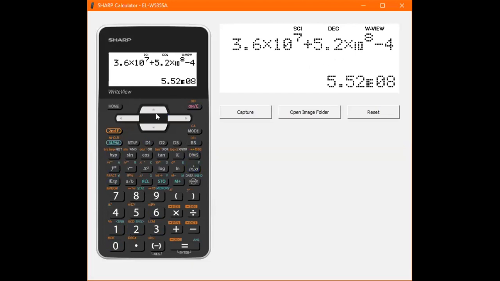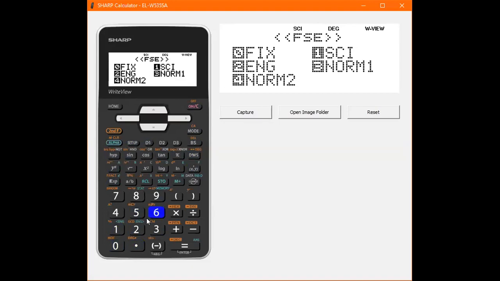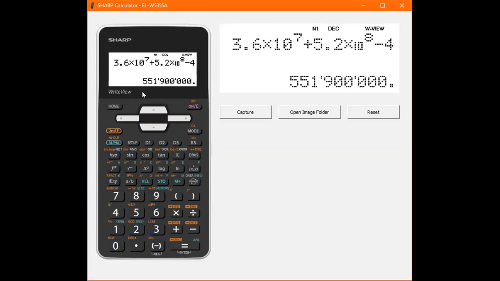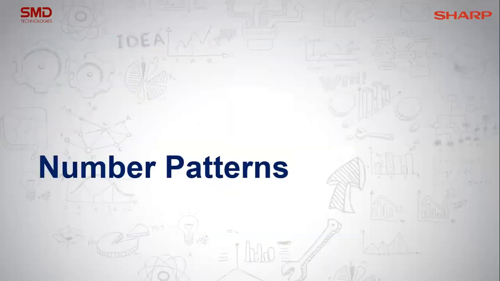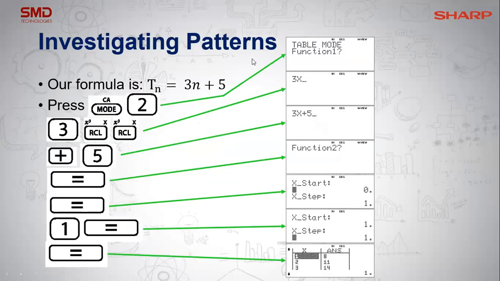And then, of course, to change back, we would press setup and choose 1 for FSE again, and this time just choose 3 for norm 1. And you can see it's gone back to that notation as well. Great. Any questions here? Are we okay? We're good. Fantastic.